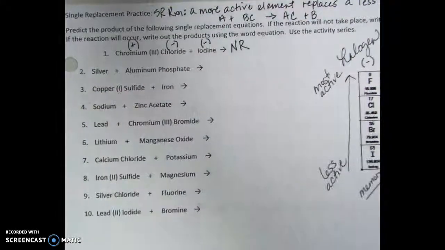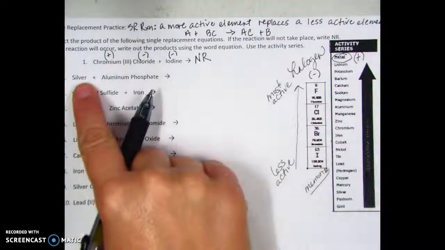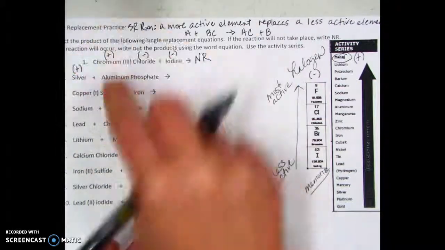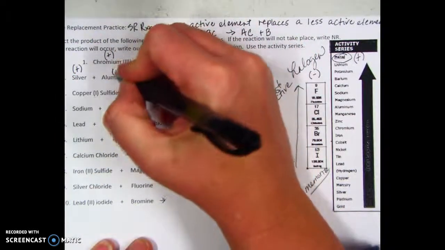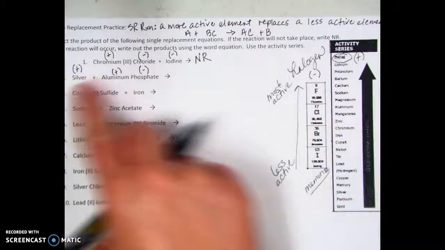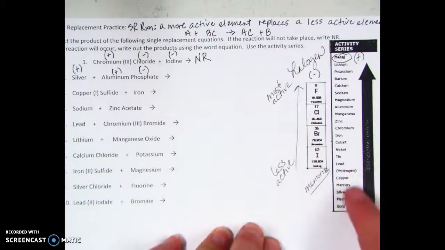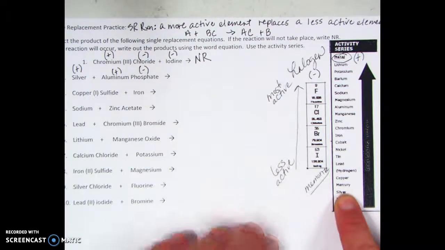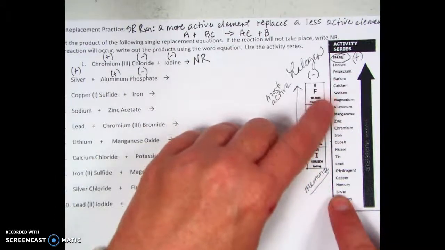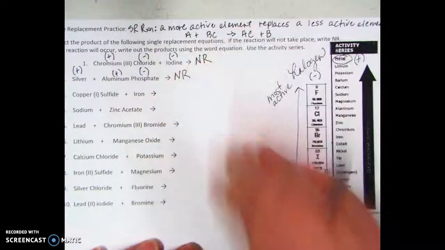Silver. Is silver a cation or an anion? It is a cation. Aluminum, cation. Phosphate, anion. Okay, so we're going to use our metals because we have two positives. So we always start with our element, which is silver, and put our finger on aluminum. Is silver more active than aluminum? No. So no reaction occurs.